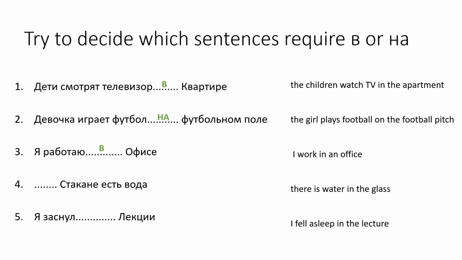Sentence 4, in the glass there is water. It's kind of submerged in the glass and the glass is enclosed. This is kind of a tricky one. But because it means inside, it takes v. So в стакане есть вода. В стакане есть вода.